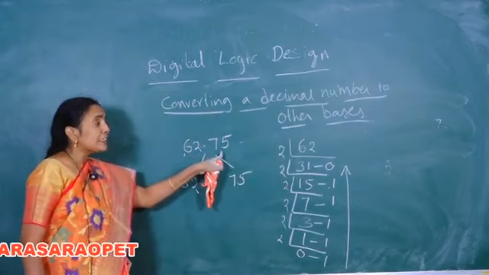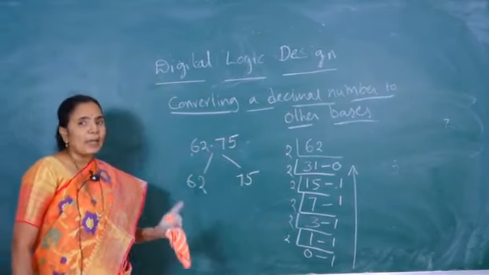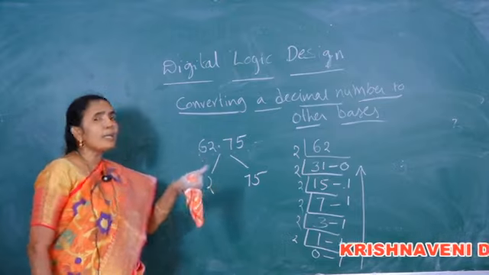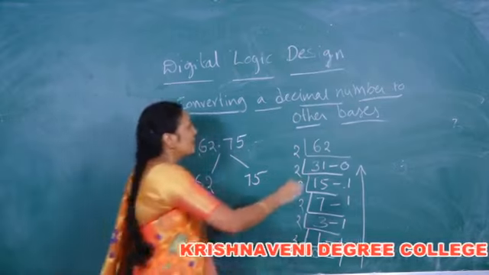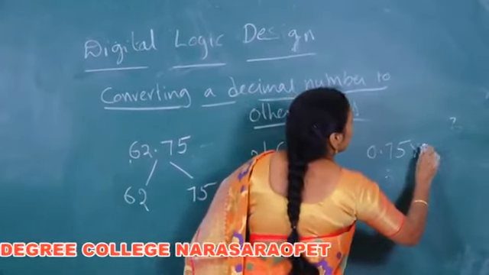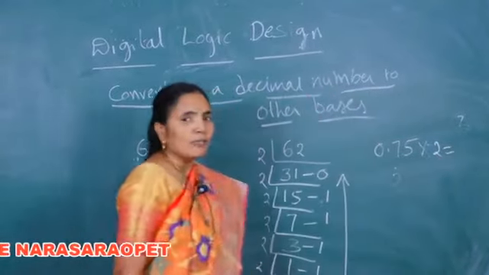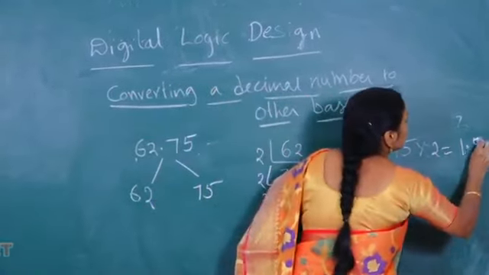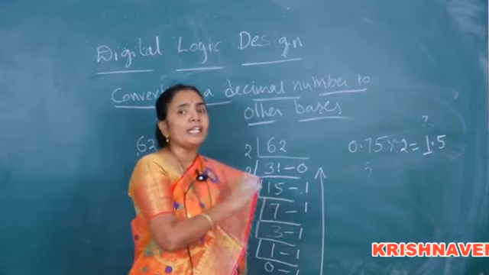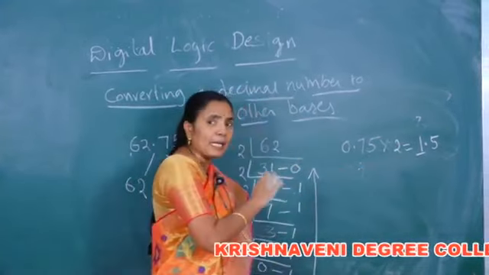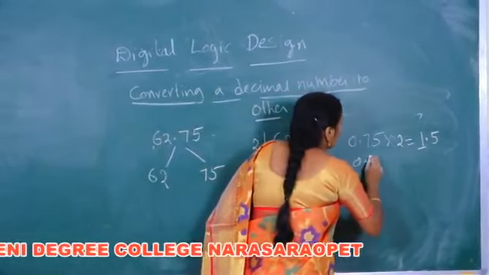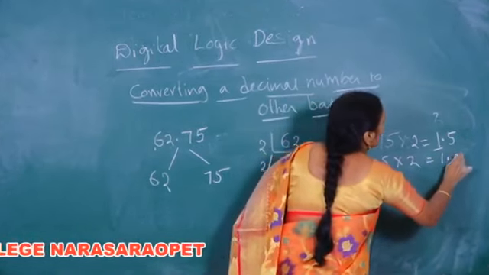Now, let us convert 0.75. When you are converting 0.75 to a binary number, we follow the multiplication by base method. So, 0.75 is multiplied with 2, which is nothing but 1.5. Here we collect the numbers in the integer part and again we repeatedly multiply the fractional part until the fraction becomes 0. 0.5 into 2, that is nothing but 1.0.